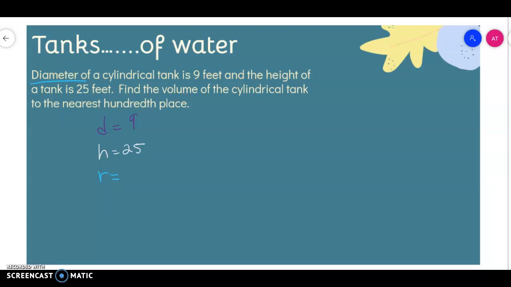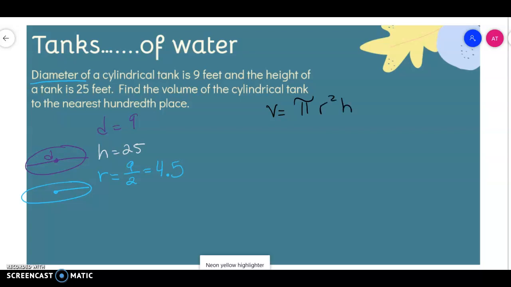Well, I definitely know that if I cut the diameter in half, the difference between diameter and radius, you can see, is that it is cut in half. Radius is half of the diameter. So I'm going to take 9 and divide it by 2. Well, I know that I can get close with 8, so 2 times 4 is 8. And if I add 50 cents to both, now it's 4.50 or 4.5. Now I know my radius, now I can solve.